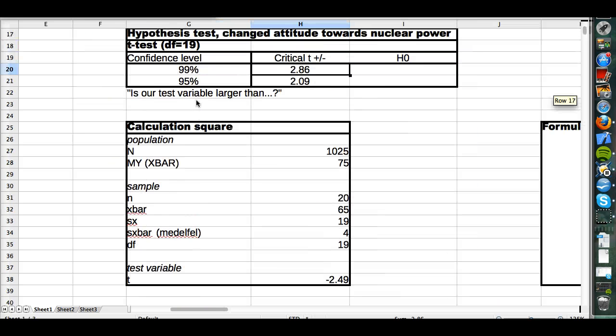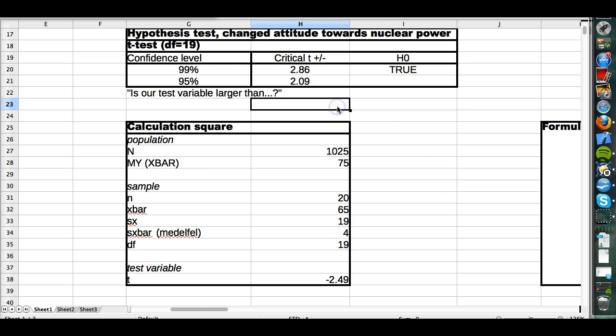And the question you need to ask yourself then is: is our test variable larger than our critical t-value? If it is larger than our critical t-value, it is located in the tail, and we can say that we have a statistically significant change. So let's check this out in absolute terms. 2.49 is not larger than 2.86 in absolute terms. So we cannot refute the null hypothesis.